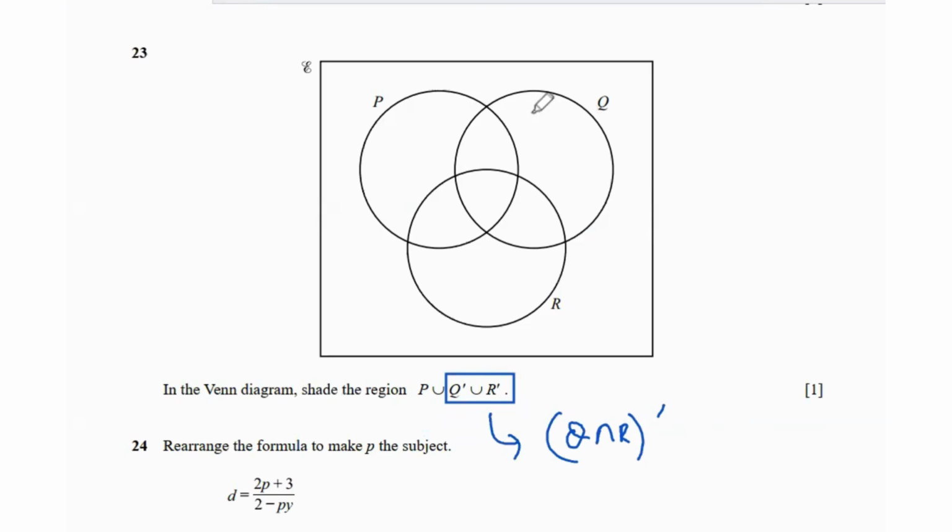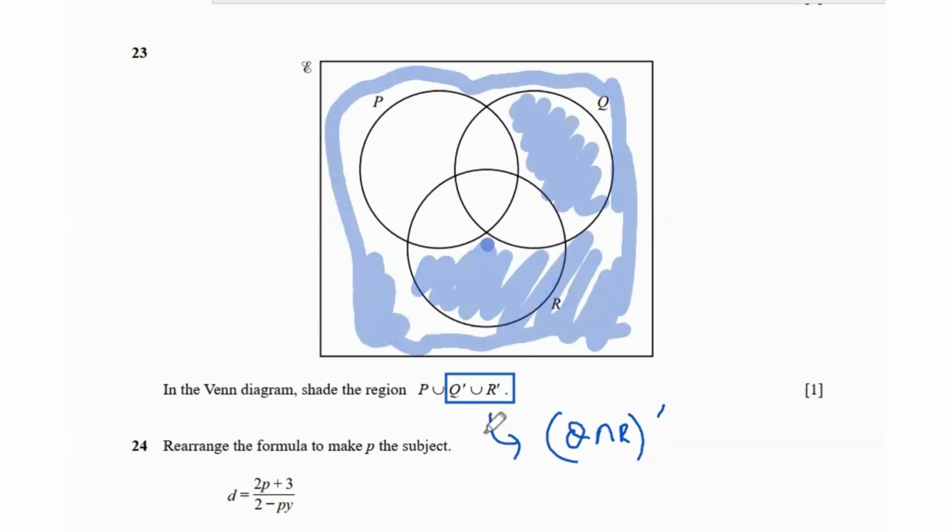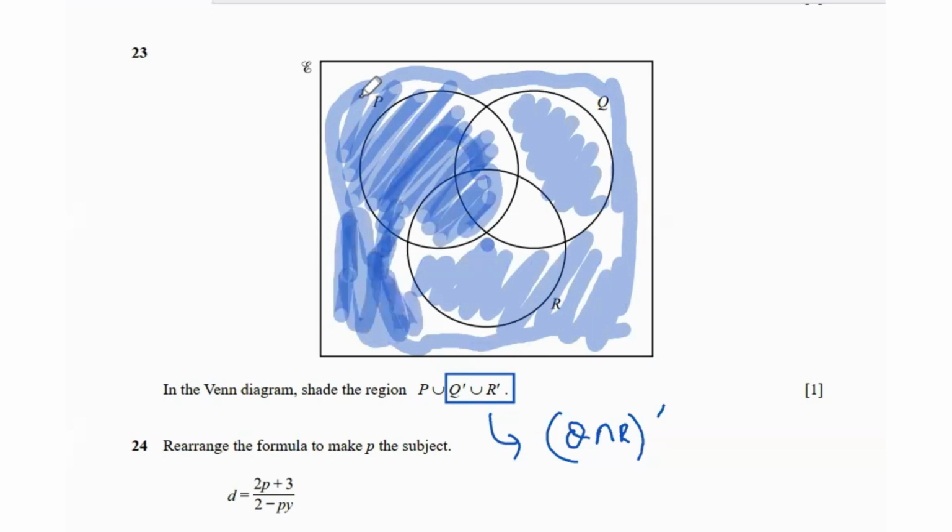So let's start with that. Everything outside would be this as well. And now that's with union P, so that means P is also included. So the only thing that's missing is this intersection between Q and R over here, but P excluded.